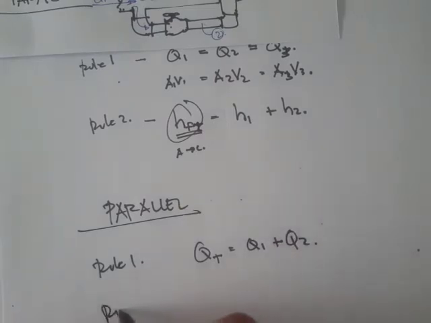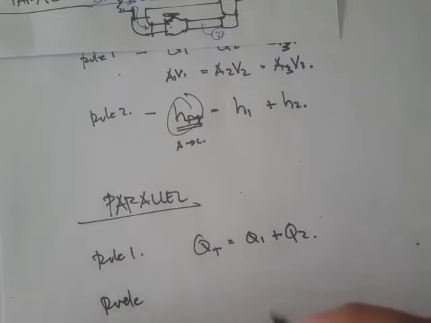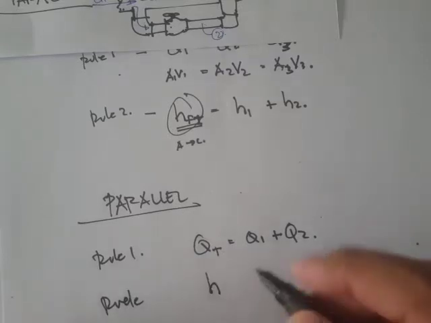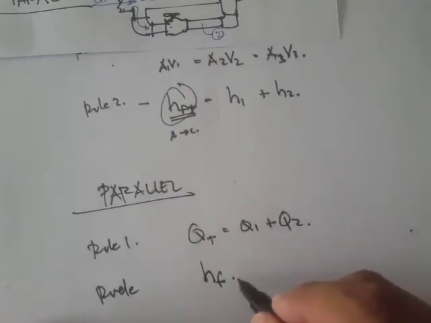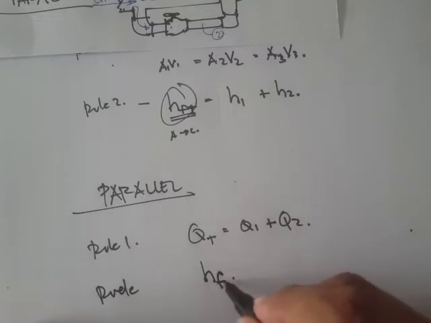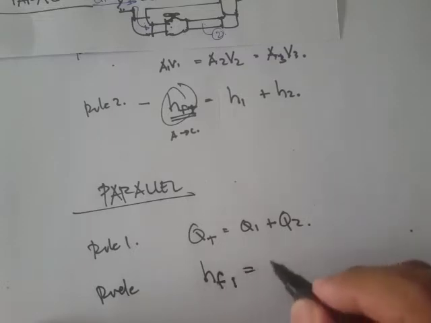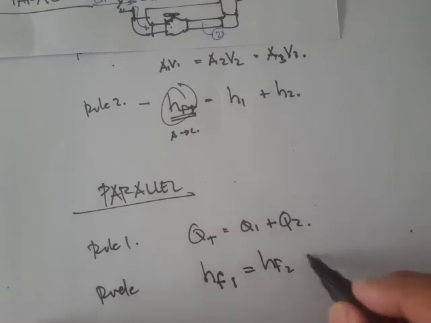And in terms of head loss, it just says that the pressure drop HF at pipe 1 is equal to HF at pipe 2, is equal to HF at pipe 3, and so on.